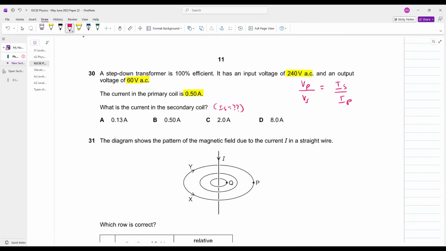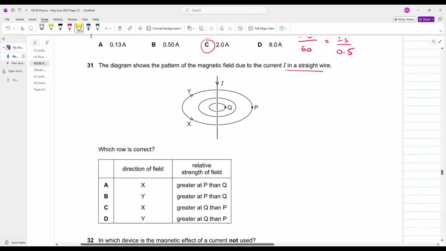What is your voltage in the primary coil? 240. What is your voltage in the secondary coil? 60. What is your current in the primary coil? We don't know. 0.5. 4 into 0.5. Current in the secondary coil is 2 ampere. 30 का answer comes out to be C. Simple as that. Let's further move ahead.